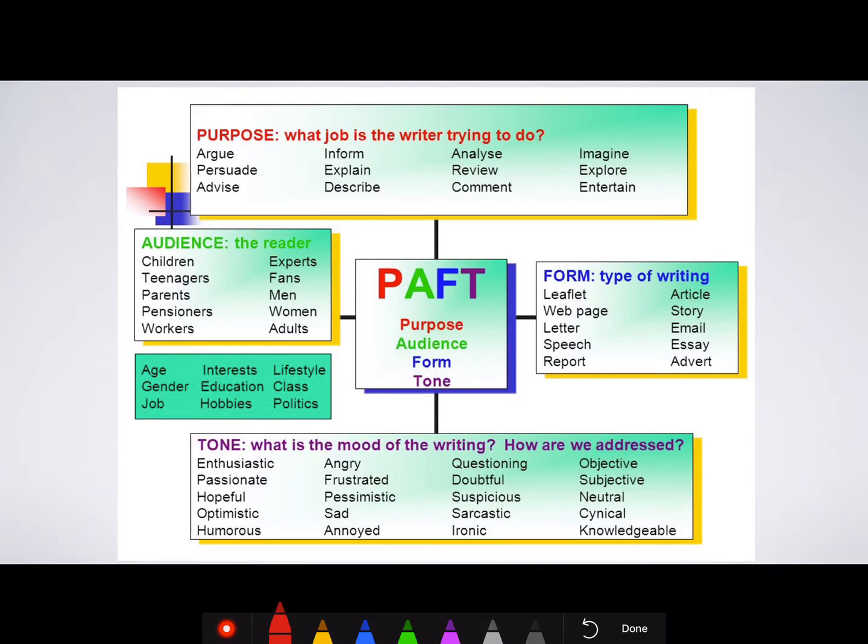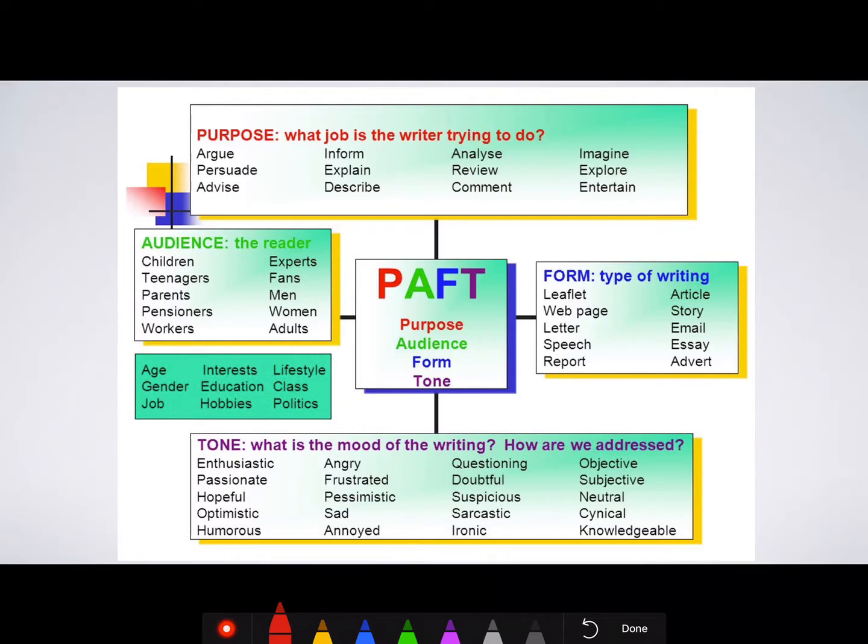Well, it's as simple as this really. Purpose is, why has someone sat down and written this piece of writing? So what are they trying to do? And you will be asked to actually write one of these pieces and consider one of these purposes, or at least one of these purposes, in your exam, depending on which unit that you're doing.